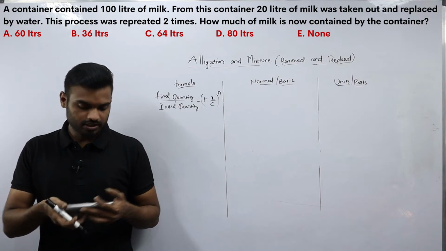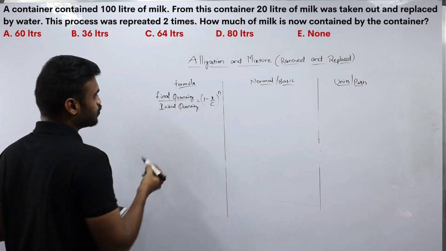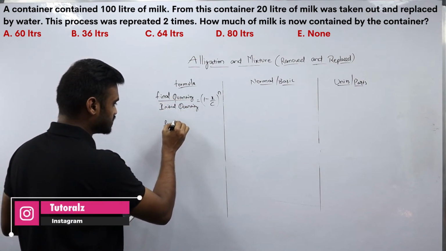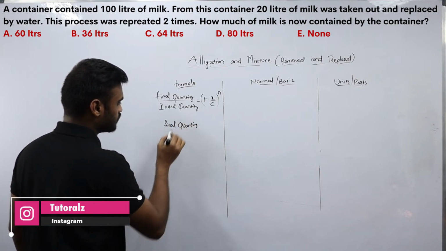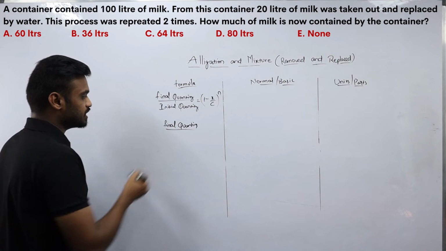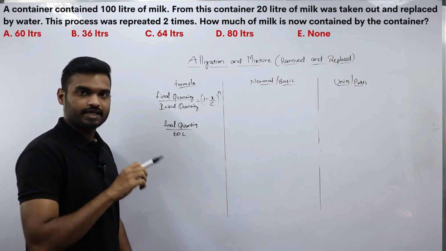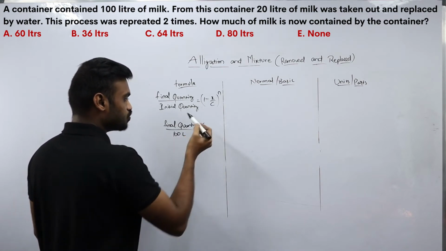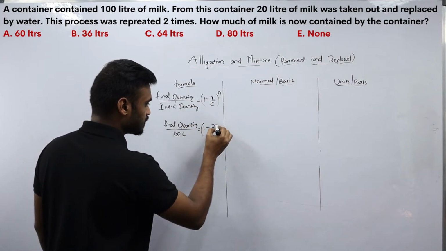Okay, see here they have given the initial quantity of milk is 100 liters. Here we need to find out the final quantity, so I am keeping final quantity as it is. We don't know the final quantity and we need to find it out. The initial quantity is 100 liters of milk, right? Now from this 100 liters they are taking out 20 liters of milk and replacing it by water. So x equal to 20 here.